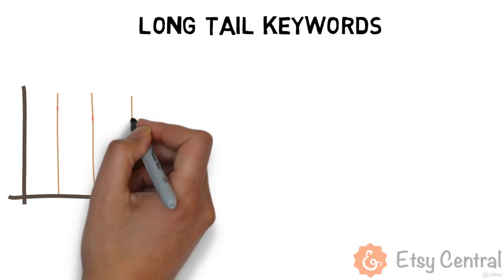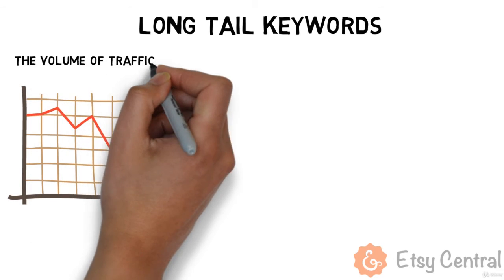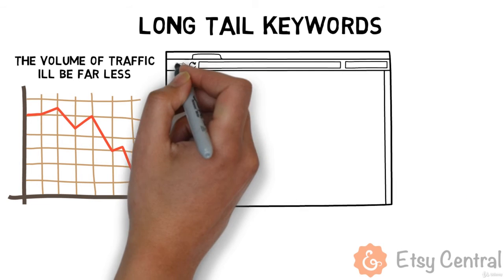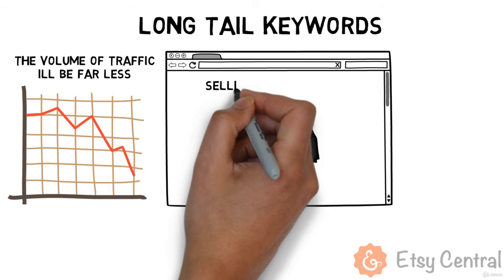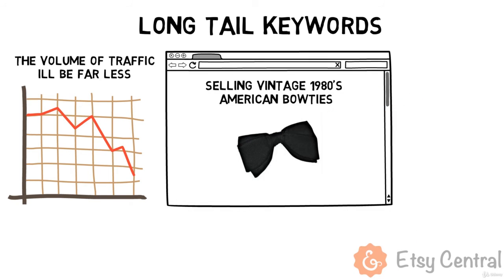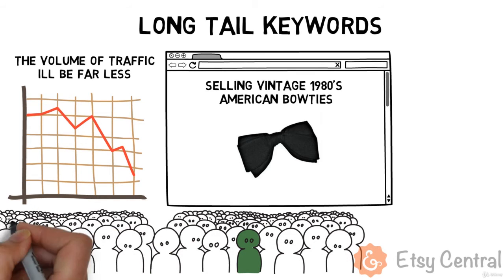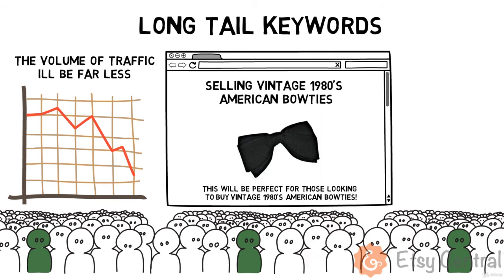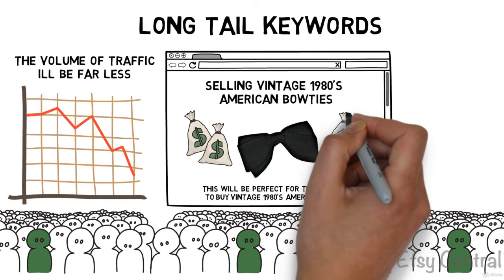When you are talking about long-tail keywords, you have to appreciate the level of volume. Your volume of traffic from long-tail keywords is going to be far less. Let's illustrate with an example. If you sell a very specific product, such as vintage 1980s American bow ties, chances are not too many people are searching for that exact thing. But for those who collect vintage 1980s American bow ties, you literally have the perfect storefront. They could literally come to your store and happily purchase everything you have to offer.